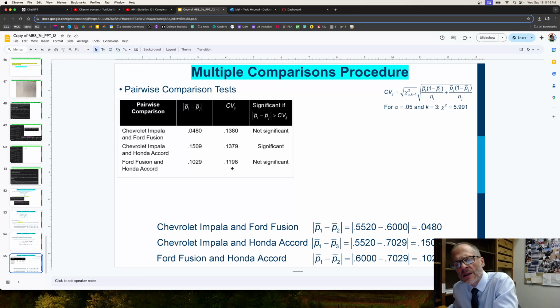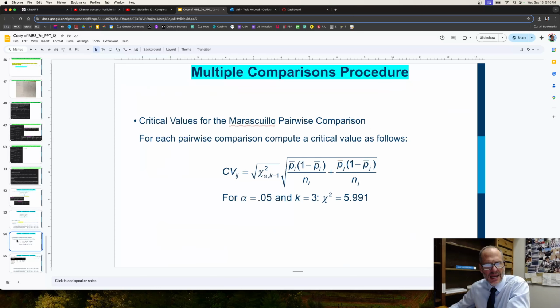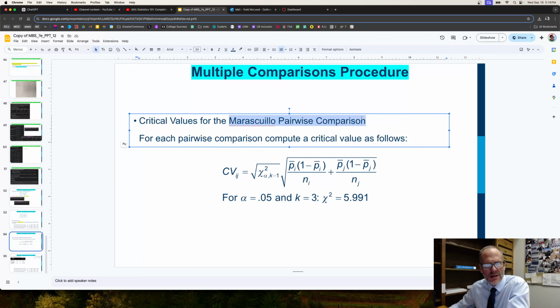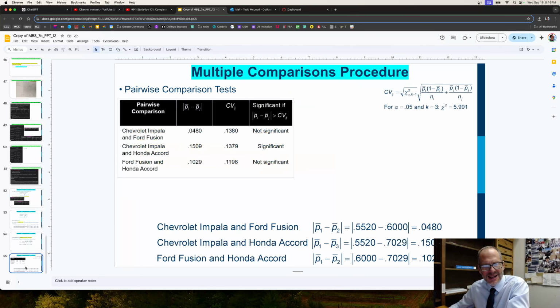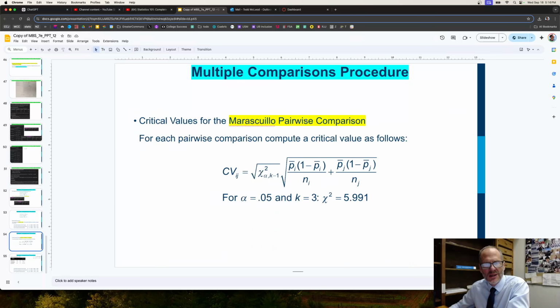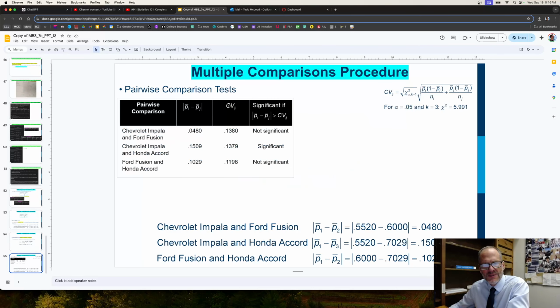So again, nice to know about it, nice to acquaint yourself with multiple comparisons procedures and the Marascuilo pairwise comparison, right? Nice to kind of intuitively understand it. Yeah, there's a pretty big difference between those two, right? But also nice if you're ever in a professional situation and you can say, well, I used a multiple comparisons procedure and the Marascuilo pairwise comparison, and the differences aren't significant at 95% level of confidence between Impala and Fusion and Accord, but they are significant between Impala and Accord. So you could then say that.